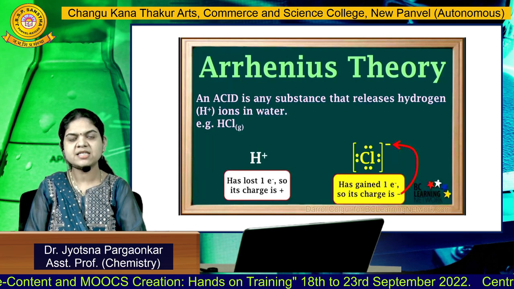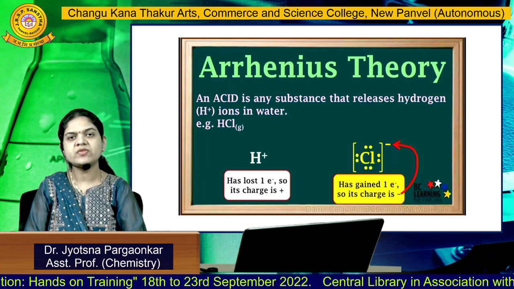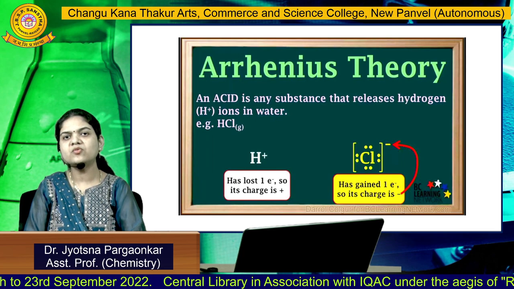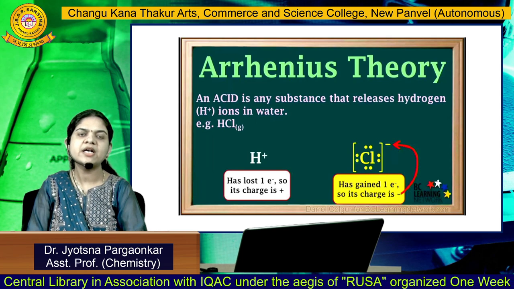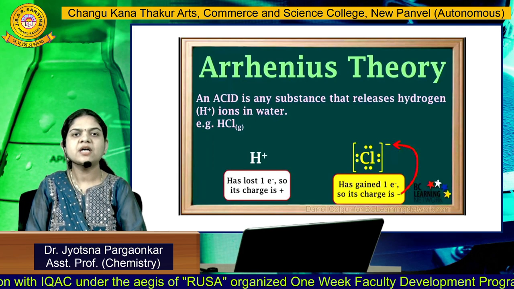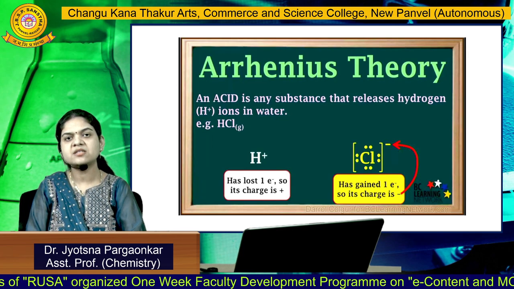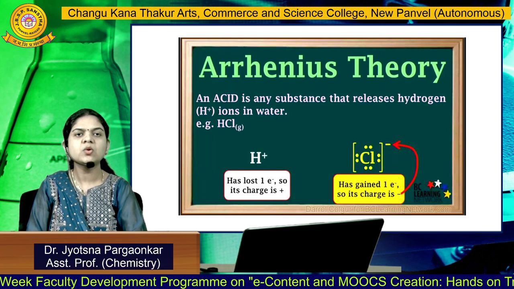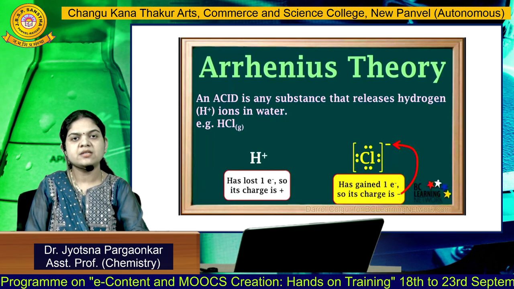According to Arrhenius, an acid is a substance that releases hydrogen ions in aqueous solution. Aqueous solution means water. So simply, hydrogen ions will be released in water. For example, HCl. See on the screen, when we dissolve HCl, we get H+ ions and Cl- ions. Hydrogen carries the positive charge as one electron is lost, and chlorine takes that one electron, so it gets the charge Cl-.